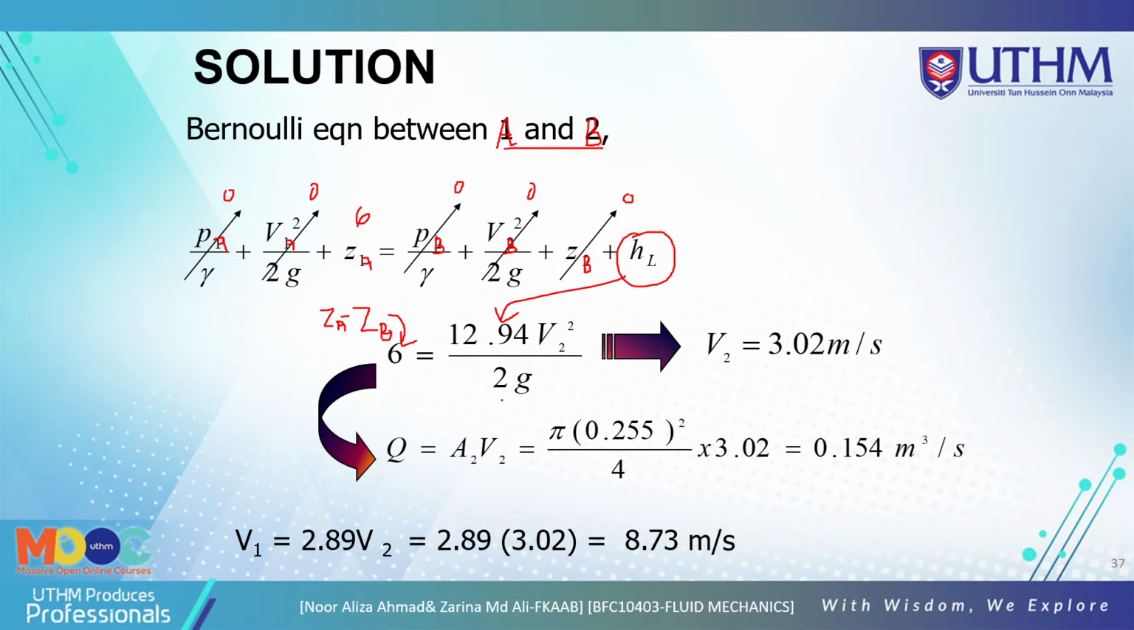So you solve these equations until you get velocity 2 as 3.02 meter per second. Then you put the velocity in Q, A2 times V2, and you get Q as 0.154 cubic meter per second. After you get Q, you solve for V1: 2.89 times V2, so you get the value of V1 here.